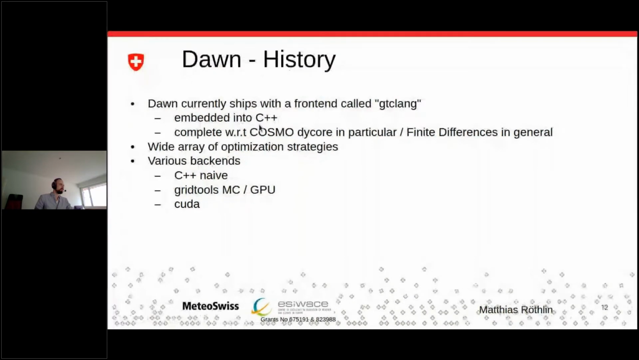Dawn also supports a wider array of optimization strategies. It has various backends: a naive C++ code generation backend for easy understandability and debugging, then two GridTools backends that target either a multi-core backend or a GPU backend, and then a pure CUDA backend. So there are already multiple backends, and this works out fairly well.